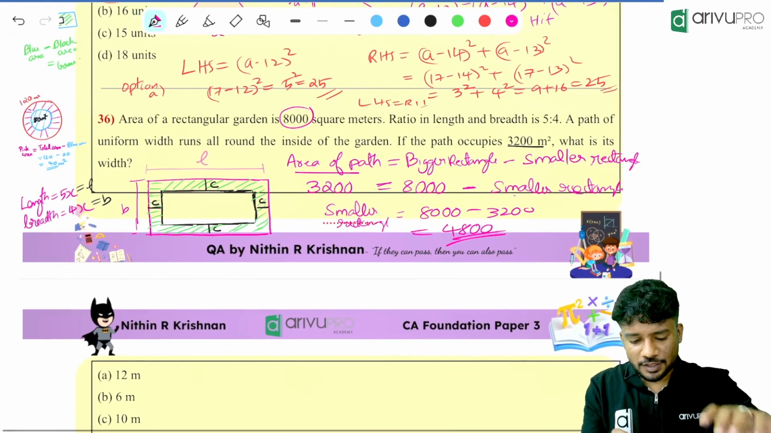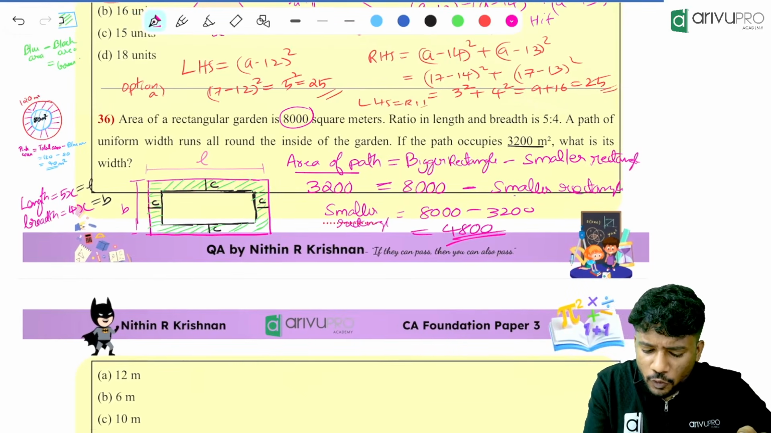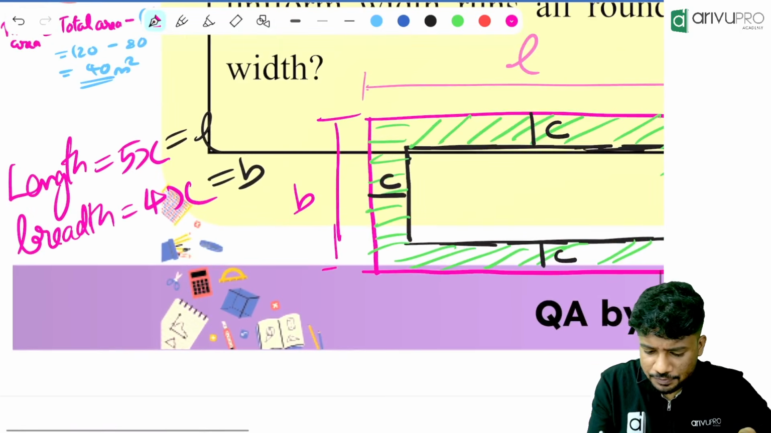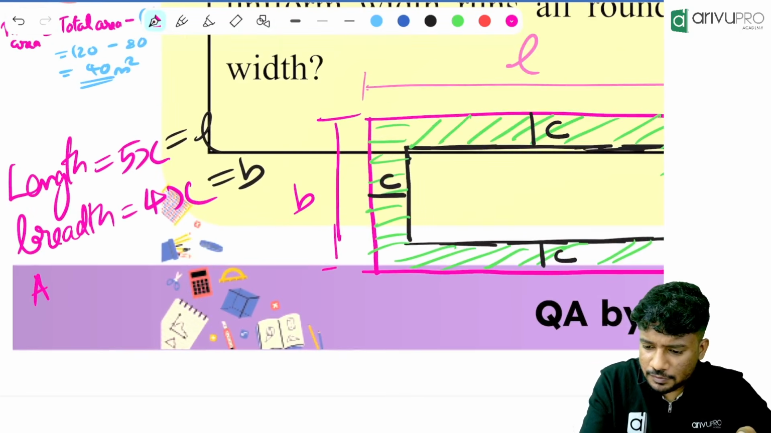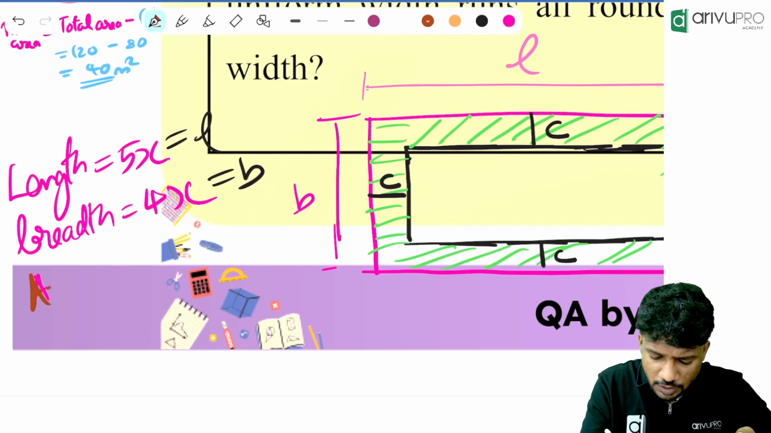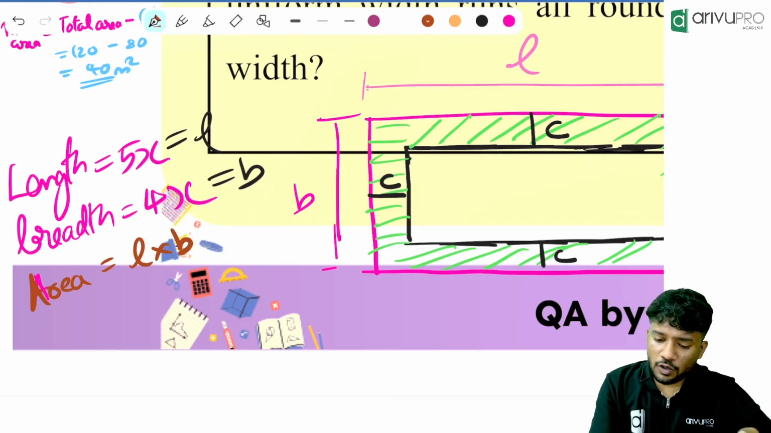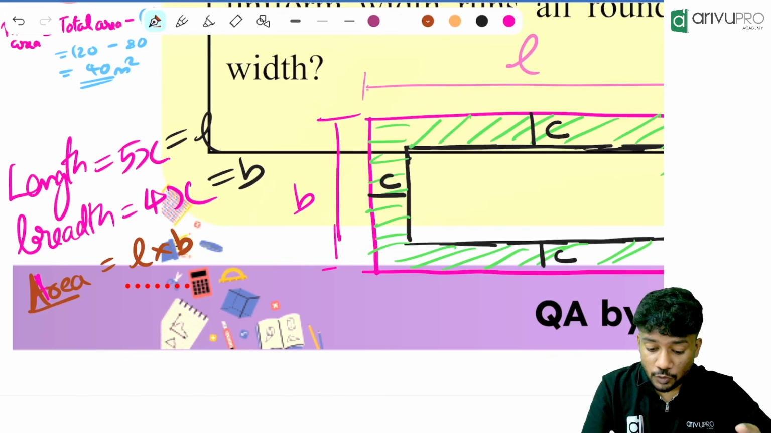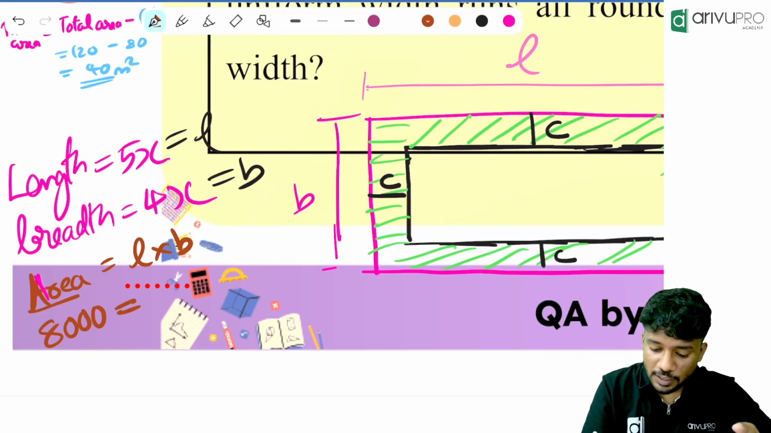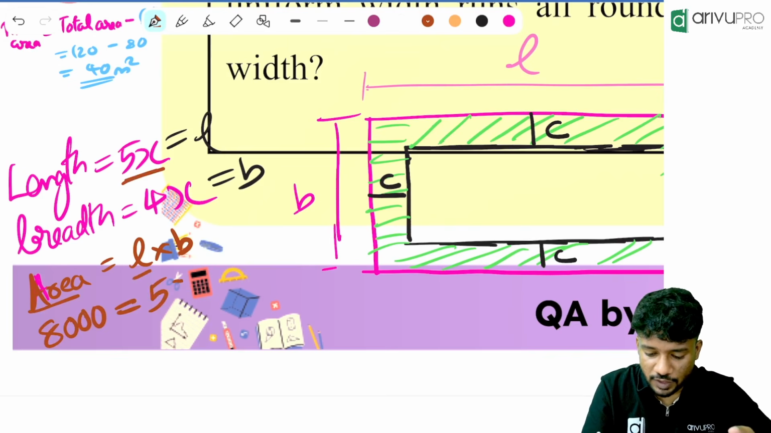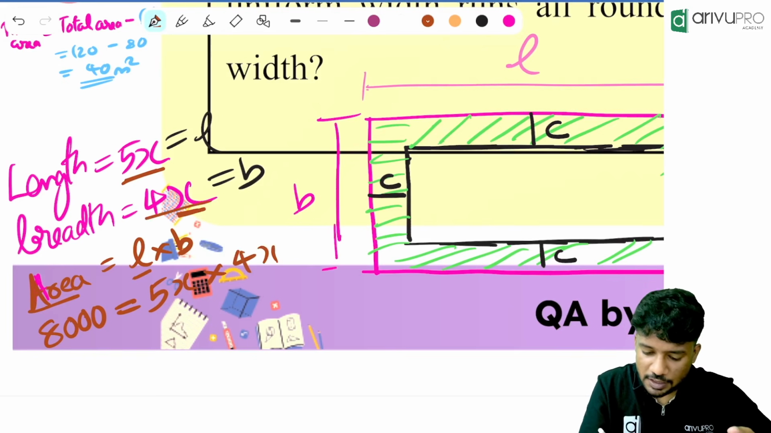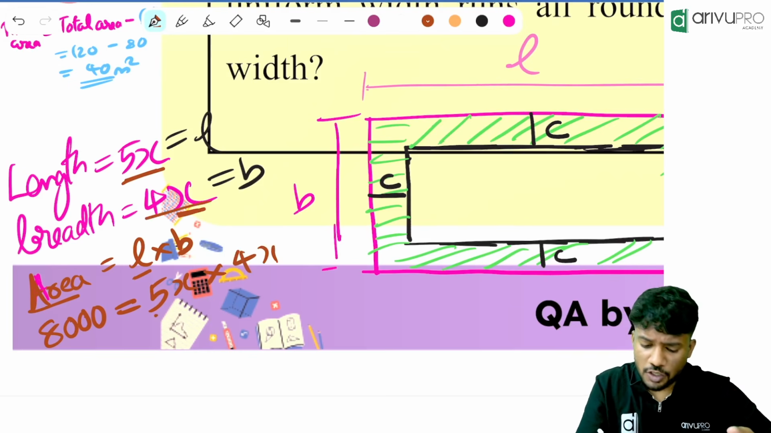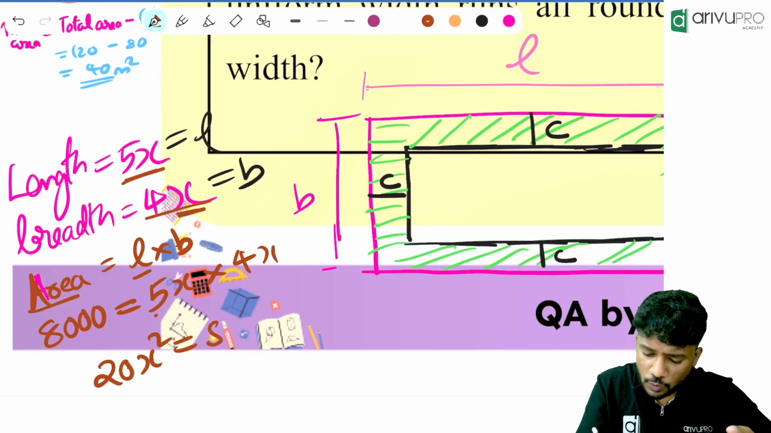Now, everyone, what is the formula for area of a rectangle? Area is nothing but L into B. So I am writing that over here. Area is equal to length into breadth. Now, we know that area of the bigger rectangle is given in the question. That is 8000, which is equal to length 5x into breadth 4x. That means 4x into 5x will give you 20x square is equal to 8000.